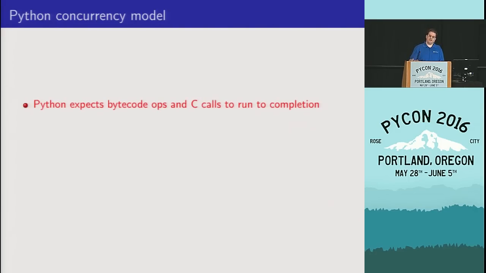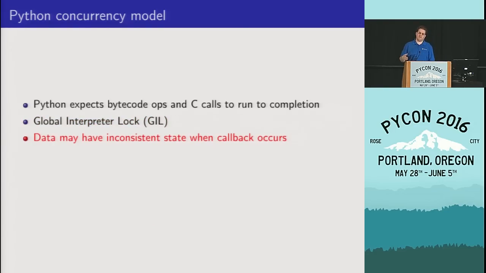So Python's concurrency model is kind of interesting. It expects every bytecode operation you run or every C call you make to run to completion before it's done. There's another talk here at PyCon about the global interpreter lock that helps enforce that. And if you break that model, if you go call a random callback function, you may have inconsistent state when your callback occurs. And that's going to break a whole ton of things. So you can't call pretty much any CPython function from this callback.